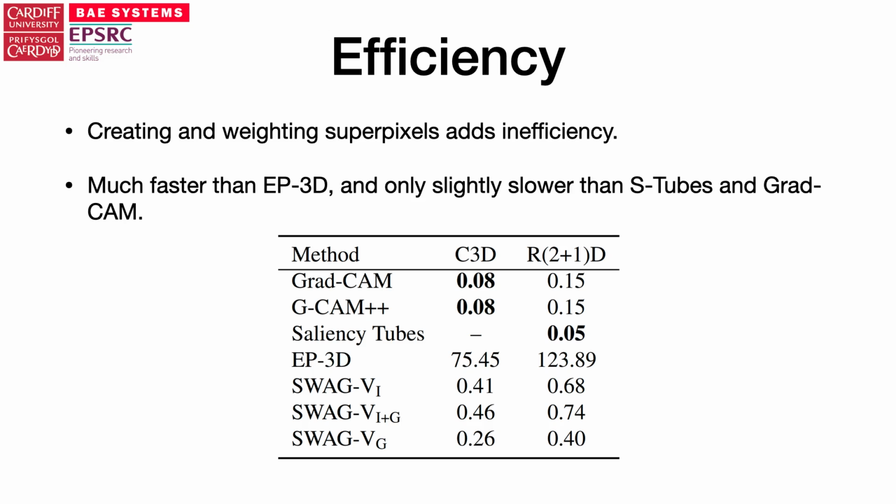Creating and weighting superpixels for SWAG-V introduces an element of inefficiency. However, we found this was only a small increase on techniques such as Saliency Tubes or Grad-CAM, and much faster than EP3D.